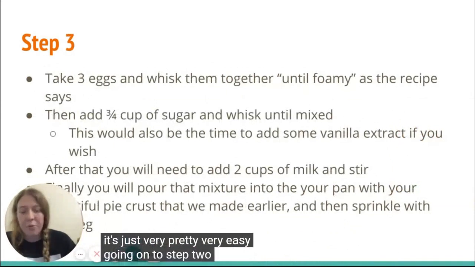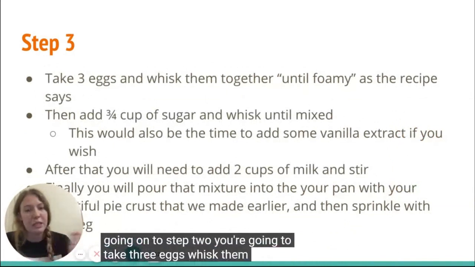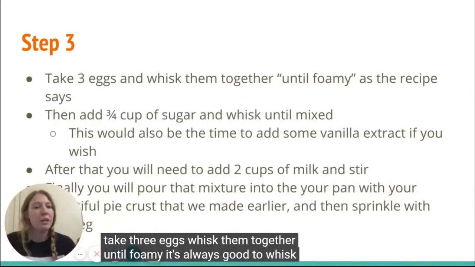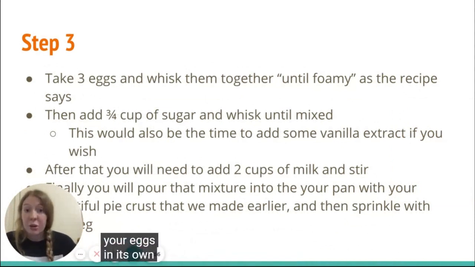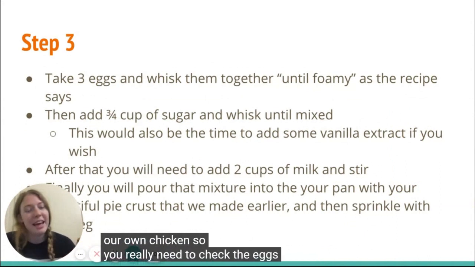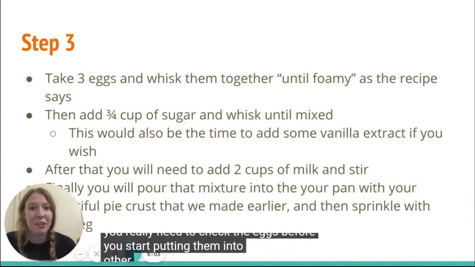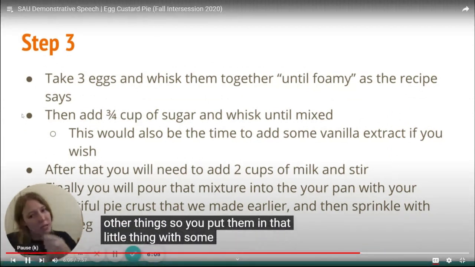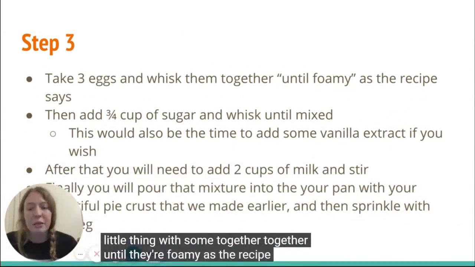So going on to step 2, you're going to need to take 3 eggs and whisk them together until foamy. It's always good to whisk your eggs in their own separate bowl. For us, we have our own chickens, so you really need to check the eggs before you start putting them into other things. So you put them in a little bowl and whisk them together until they're foamy, as the recipe says.